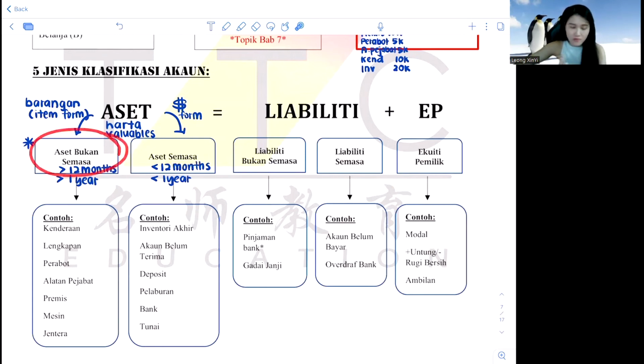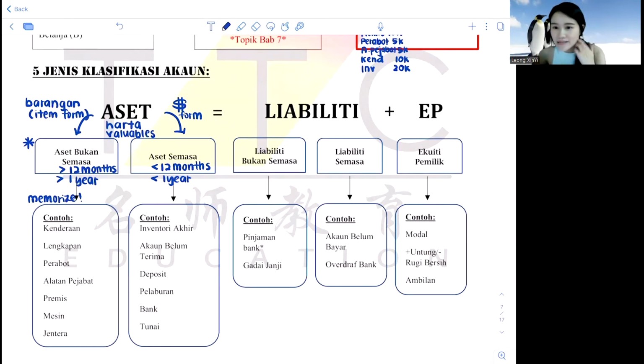But as for asset bukan semasa, we will record them all according to what? This. The cost price, which is our nilai asal, the original price of the item. If you recall, I just mentioned principal cost earlier, that is only applicable to asset bukan semasa. So every single type of contoh you see here, you have to memorize. If you don't memorize, you will not be able to answer your exams because they will need you to change them into proper names.